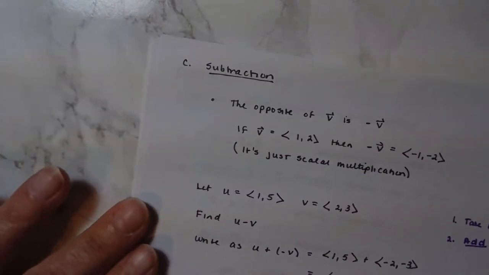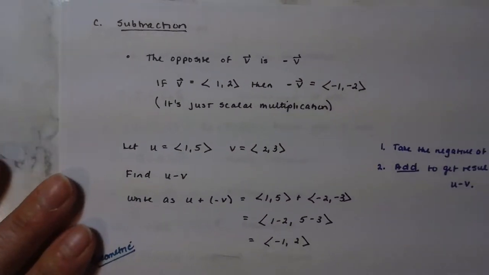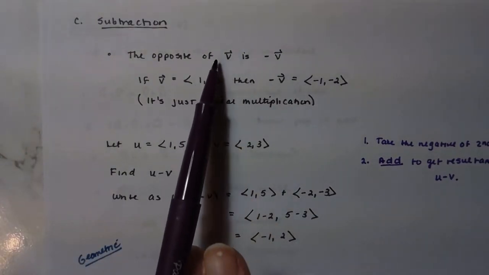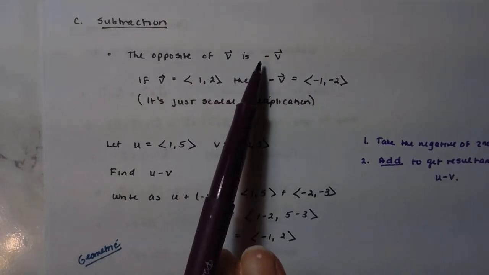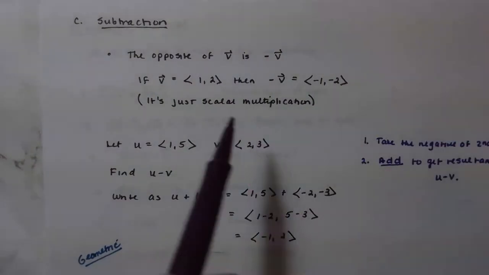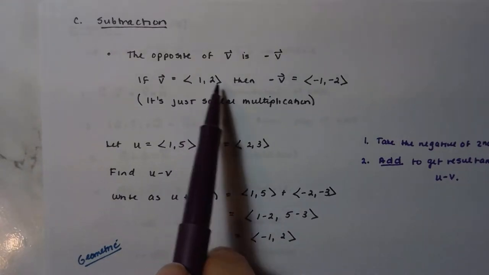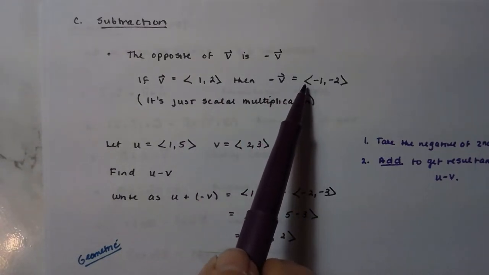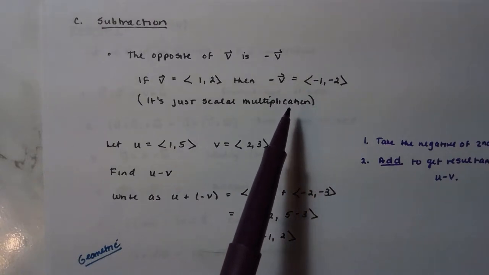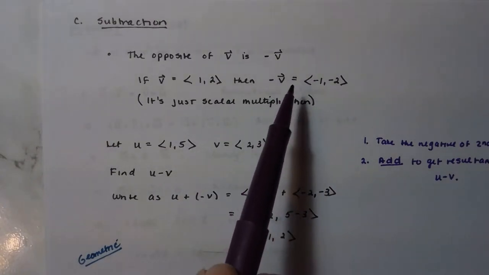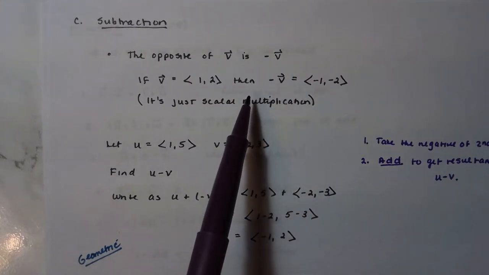If we want to subtract, my suggestion to you is to use addition, because subtraction for some reason gets really difficult for a lot of kids. What you have to know is that if you have a vector V, then the opposite of it is negative V. For example, if V has components 1, 2, then the opposite would be the vector with components negative 1, negative 2. I'm just multiplying by a scalar of negative 1 to change it.